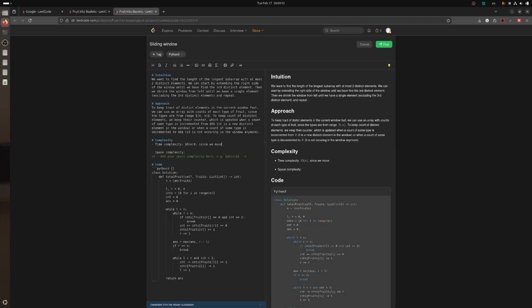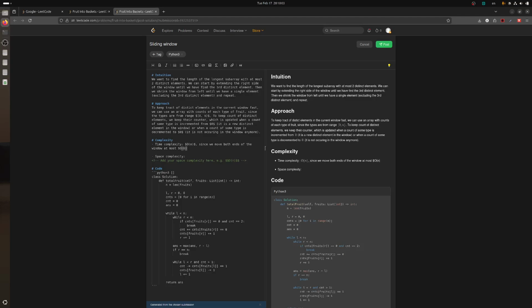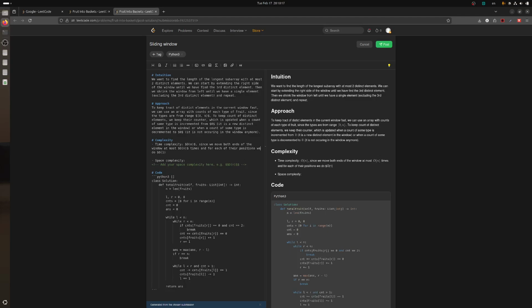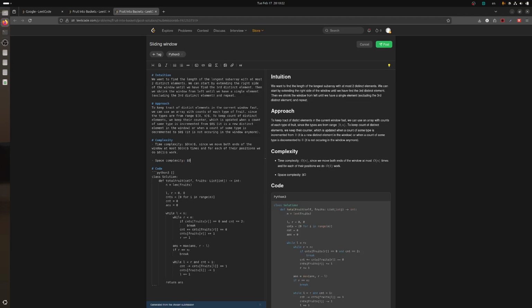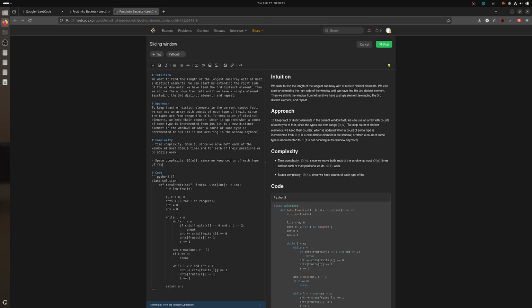Oh, and since we move both ends of the window at most n times, and for each of their positions we do O(1) work, time complexity is O(n). Space complexity is O(n) since we keep counts of each type of fruit.